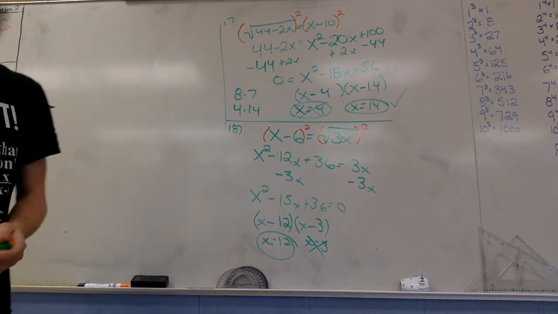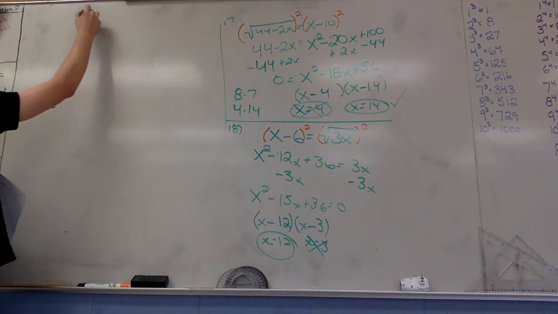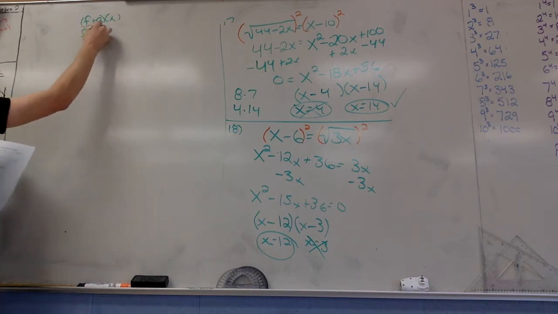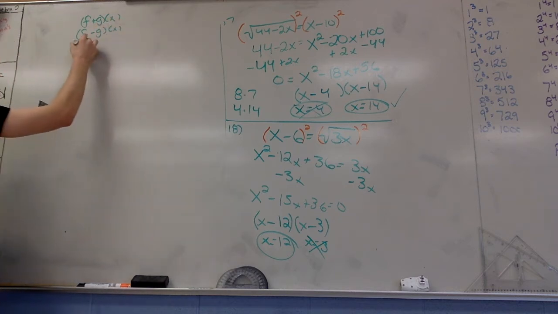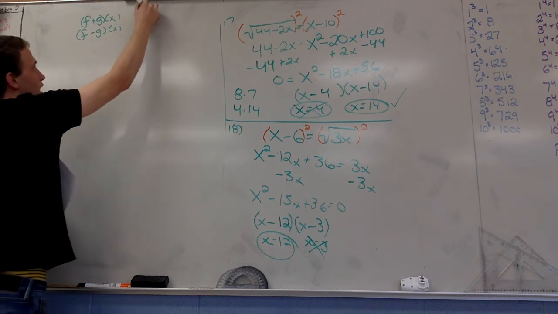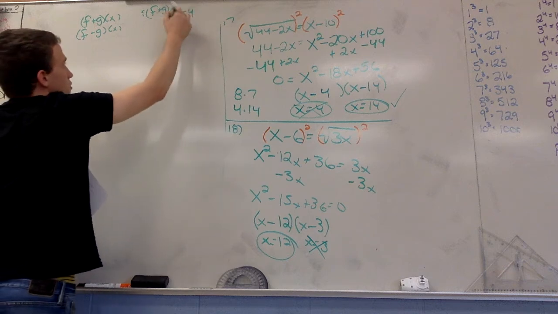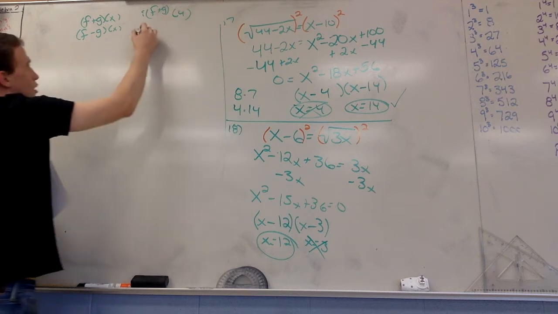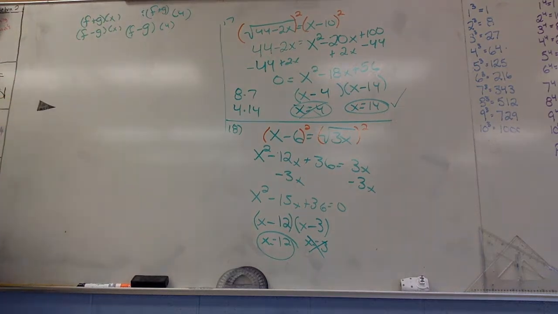Okay. Now, the next one asks for a couple things. It wants f plus g of x, f minus g of x, and to evaluate when x is equal to 4. So f plus g of 4 and f minus g of 4. These are the 4 things that this question is asking for. So if you don't have 4 answers down, you don't have it right.